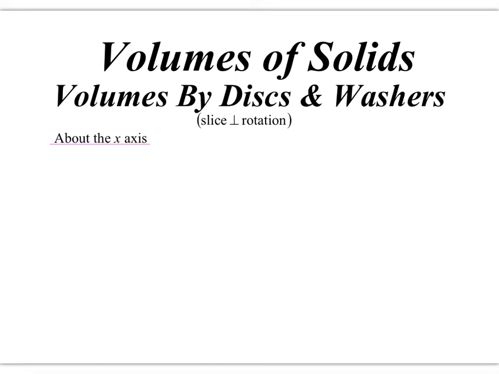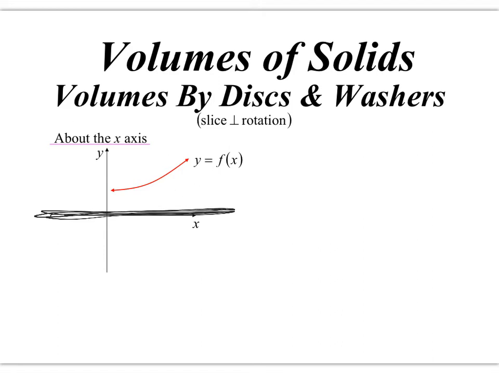So if we're going to have a look at rotating something around the x-axis, let's just take any type of curve, doesn't matter what it looks like. The x-axis goes in that horizontal direction. Perpendicular is going to be something different to parallel: perpendicular, at right angles, will be in that direction. So we're going to take a strip that is perpendicular to the axis of rotation.